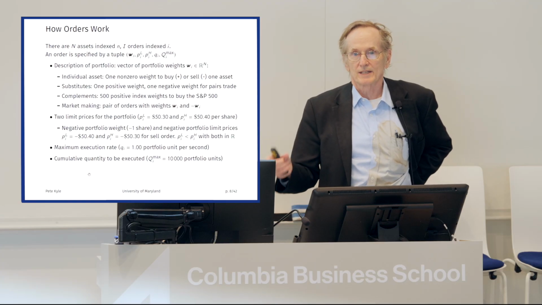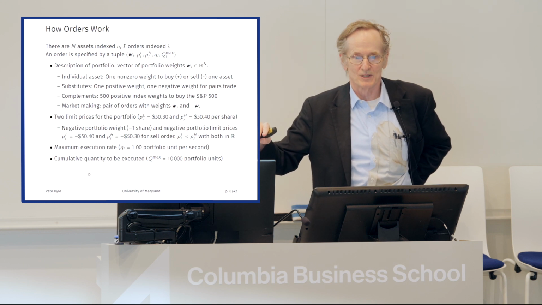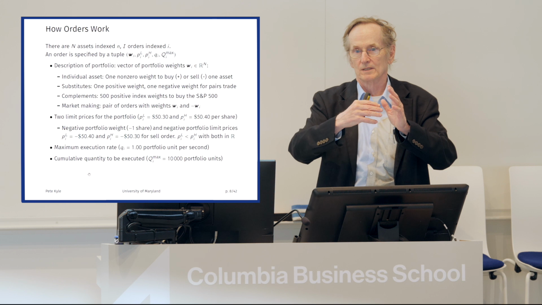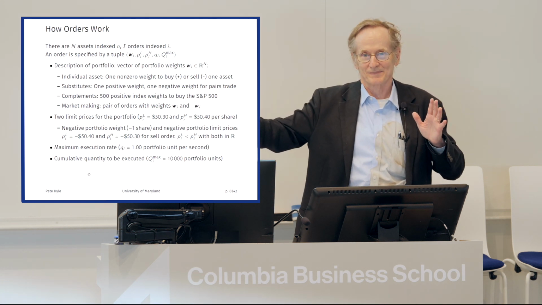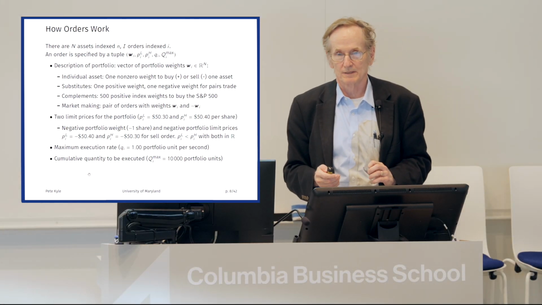You might ask the question, how does this way of thinking about an order relate to the standard orders that we see in the markets today? And the answer is, in the markets today, it's kind of a limit where PH and PL go to the same quantity, and the little q and the big Q become the same. And W would typically just be one individual asset.